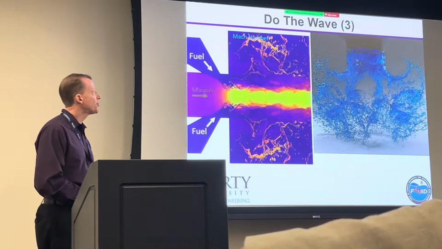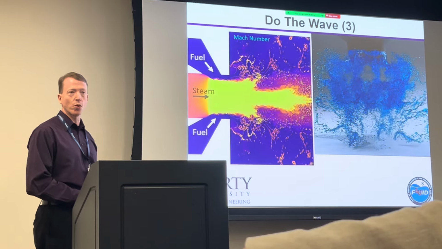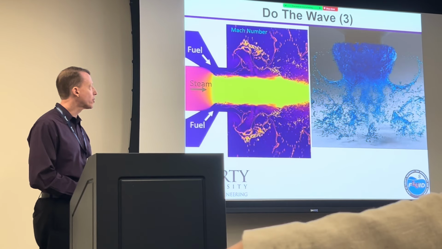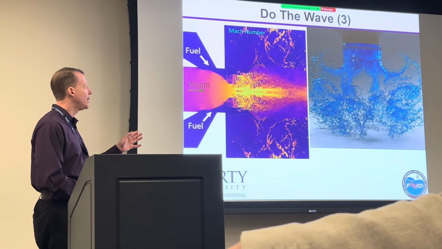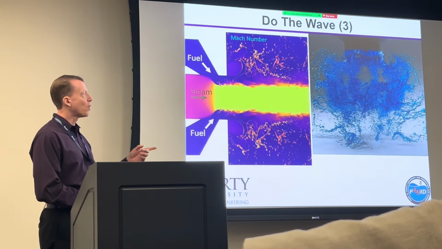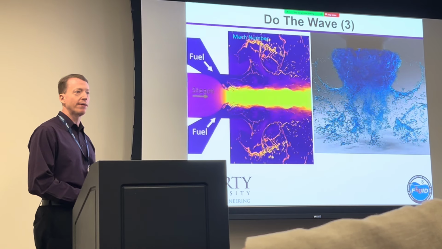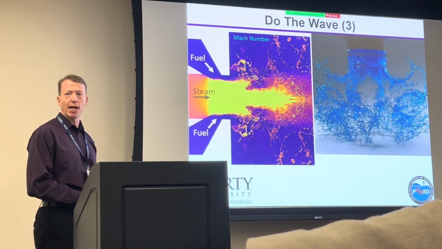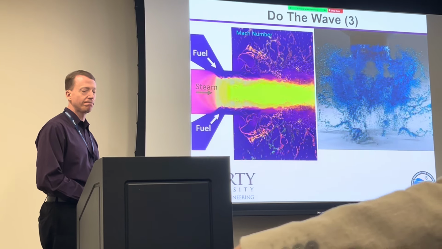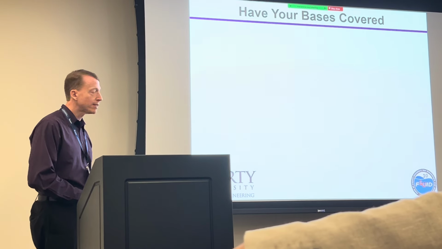A few other animations. On the left-hand side is Mach number, where light colors are high and dark colors are low. You see this repeating compression, expansion. And on the right is outside looking in at the interface of the surface as it's blasting and spreading radially out. So where are we headed with this?